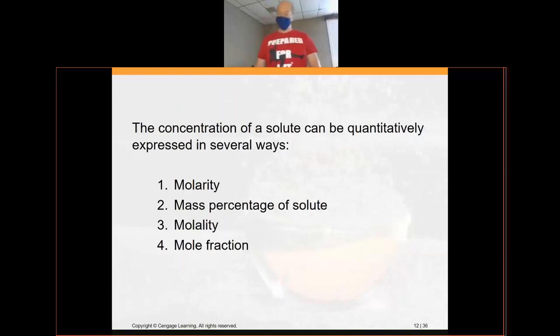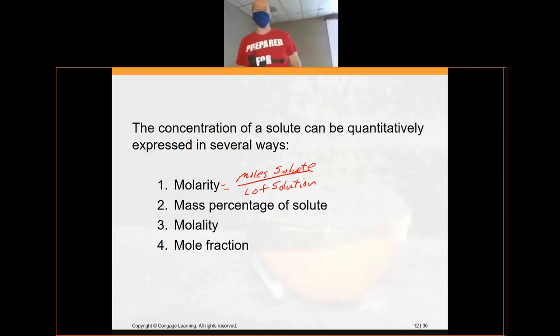All right. So we have our four concentrations that we are going to need to know. Molarity. We've already done molarity. So this is moles of solute over liters of solution. You should not be putting moles per liter because you need to know it's moles of solute. You need to know it's liters of solution. So the whole word should go with it, not just moles per liter.